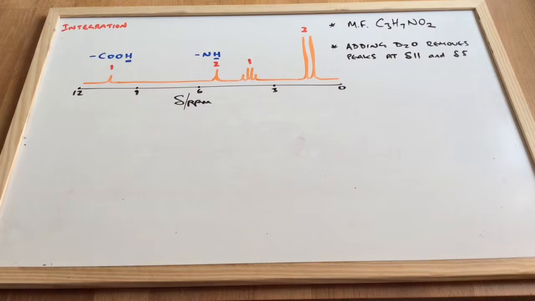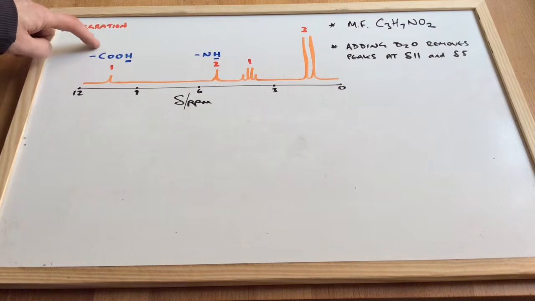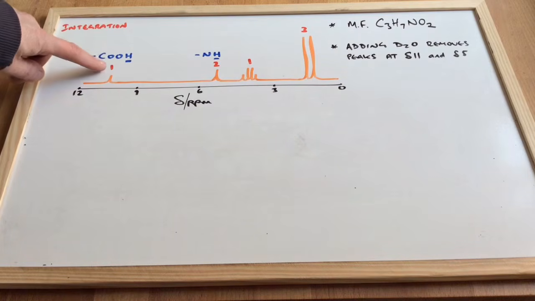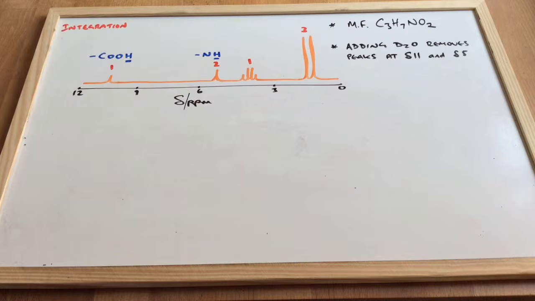So we'll start with the peaks that disappear when the D2O is added. Remember, they will be due to OH or NH protons, which we've got both in this example. So if we look at the shift value of 11 for this one, that corresponds to the carboxylic acid environment for the proton. And you can also see that we've got an integration value of 1, which goes with the fact that there's one hydrogen in this environment. So the peak at delta 11 is COOH.